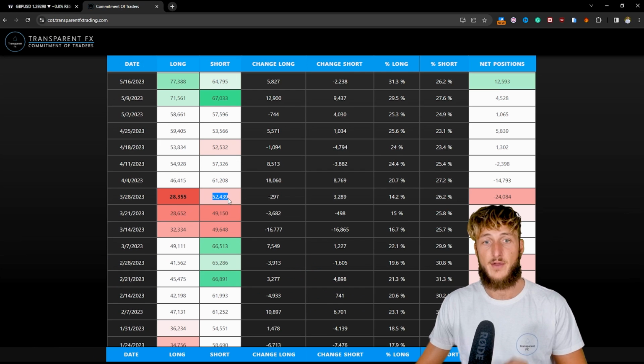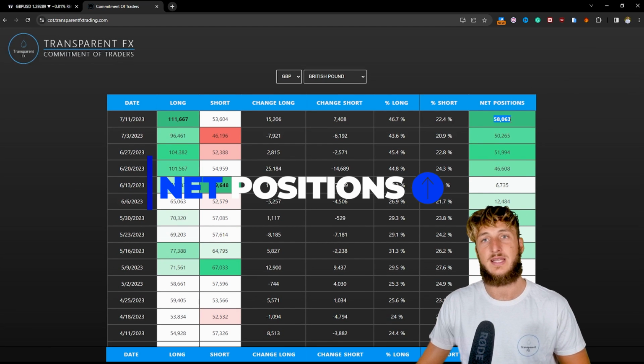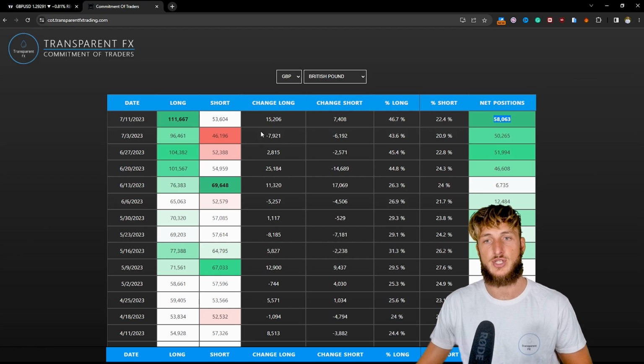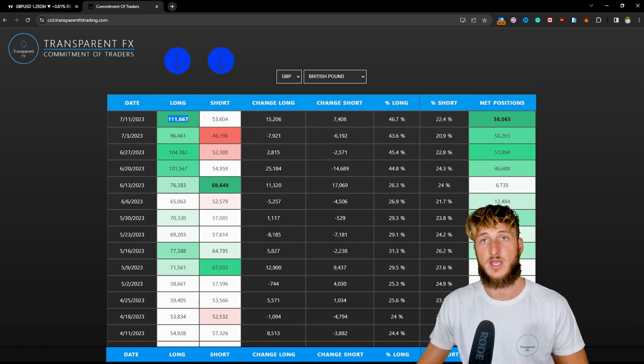In fact, we had 52k shorts compared to only 28k longs from an institutional perspective, all the way up to currently having a positive net positioning, so plus 58k net positions with way more longs than shorts, 111k longs compared to only 53k shorts. So clearly institutions are moving to the bullish side for this market.